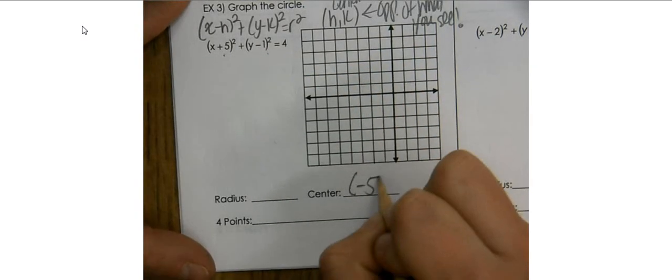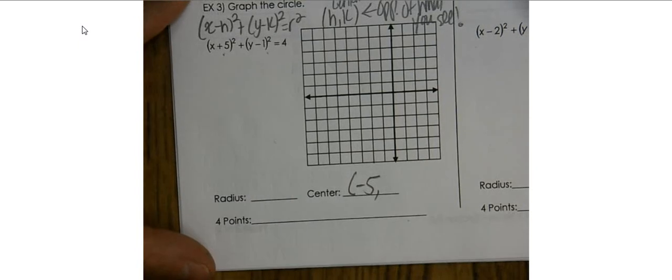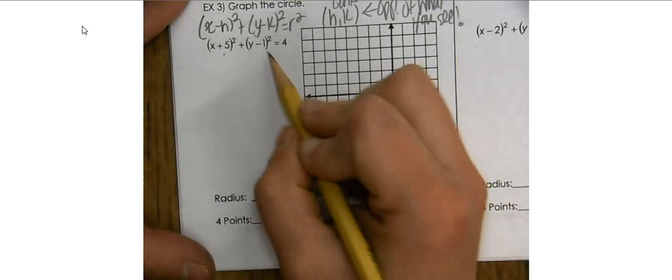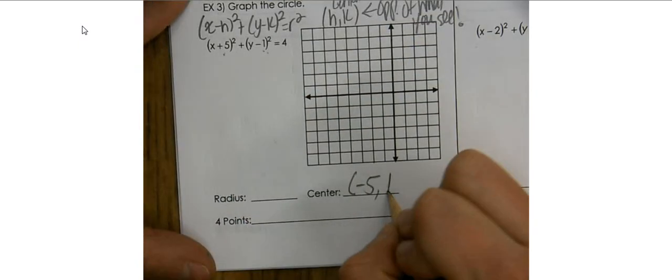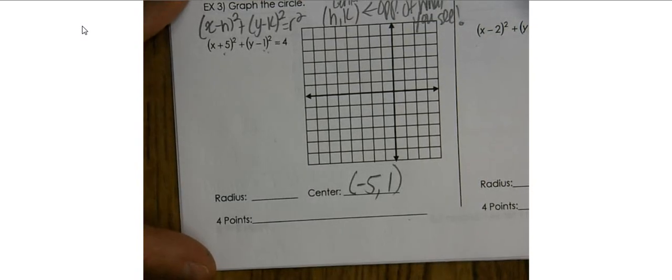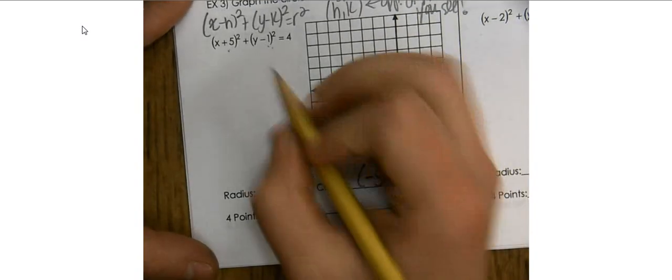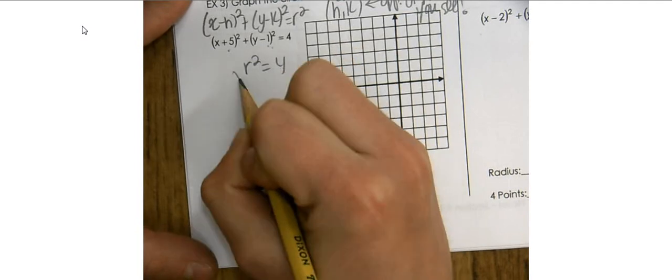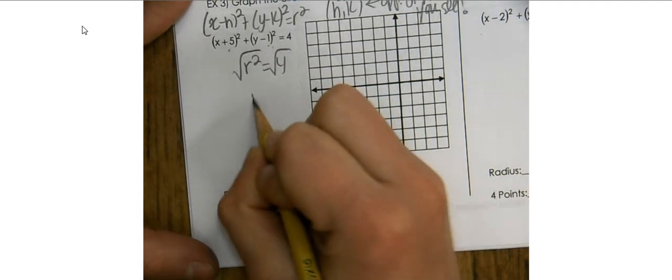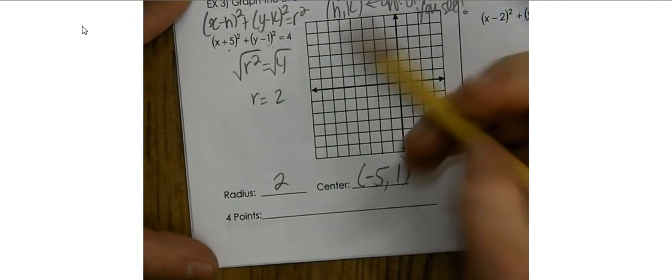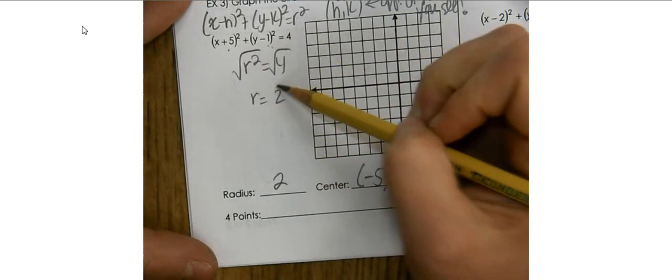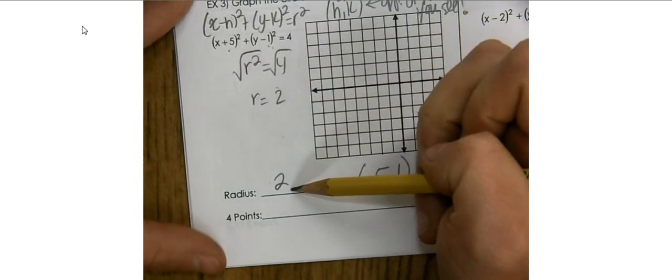So in this case, the opposite of a plus 5 is a negative 5. So negative 5 is going to be my x value of the center. And the opposite of a minus 1 is a positive 1. So my center is going to be located at negative 5, 1. My radius, since r squared is equal to 4, I'm going to take the square root of both sides. I'm going to end up with r equals 2. You do not need to show me this work. If you go straight to r equals 2, that's perfectly fine with me.